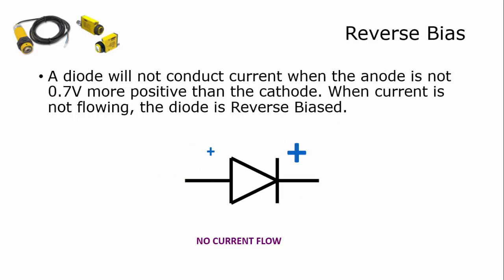The diode will not conduct current if the anode is not 0.7 volts more positive than the cathode. So when the anode is less positive than the cathode, the diode will not conduct current, and it's considered to be reverse biased. So depending upon the level of bias I have across this, or the voltage drop across this device, I can have current flowing or no current flowing. Geez, it's a solid state switch.